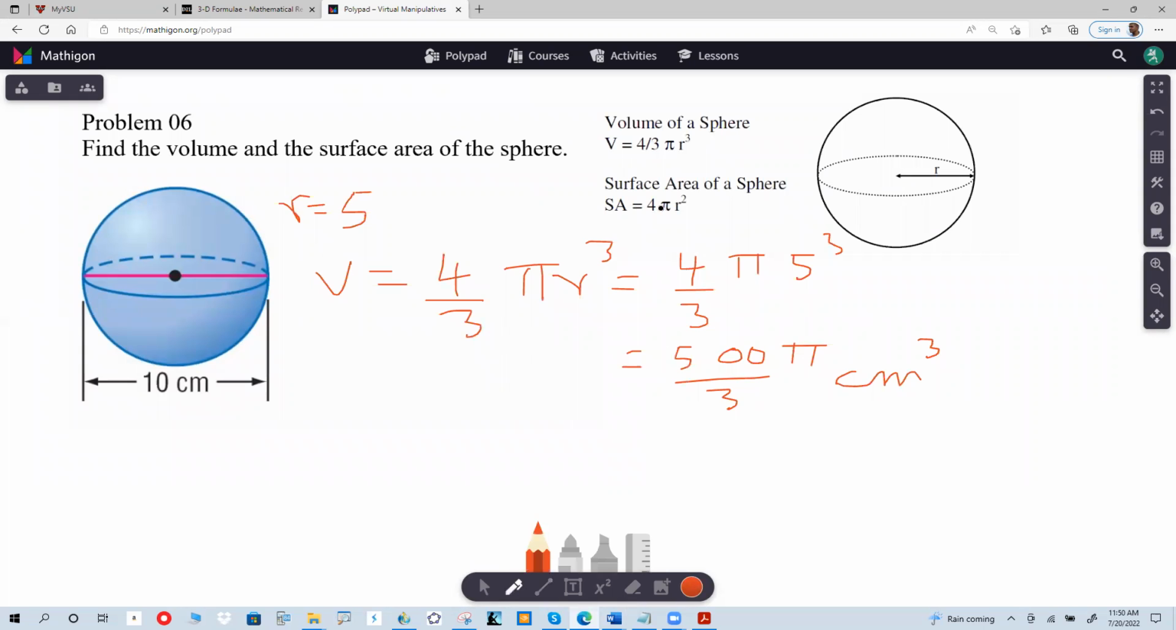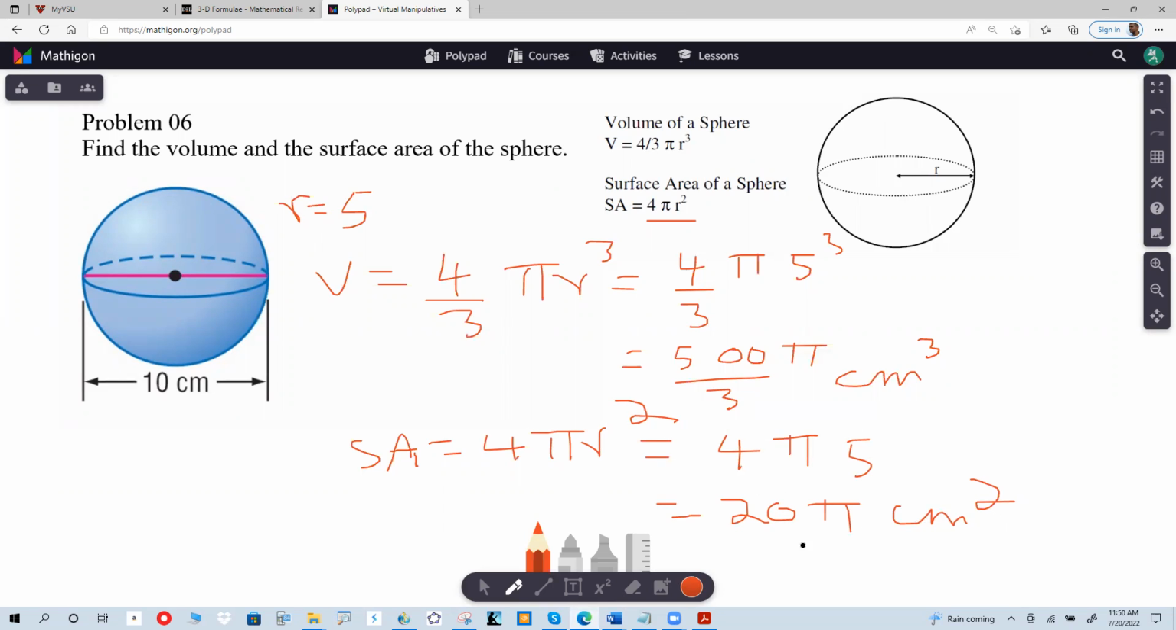How did we find the surface area, guys? It's 4 pi r square right here. The surface area is 4 pi r square. 4 is 4, pi is pi, r is 5. And 5 times 4 is 20. Answer is 20 pi centimeters squared. Now I will check my answer real quick. Okay, this is number 6.